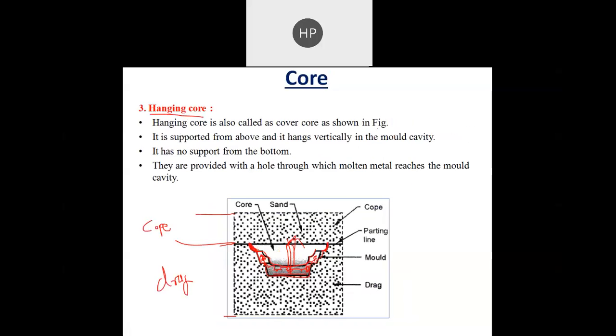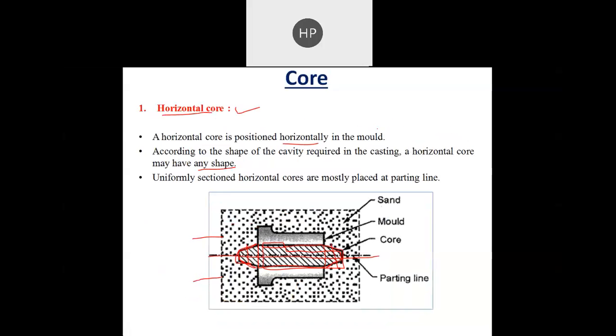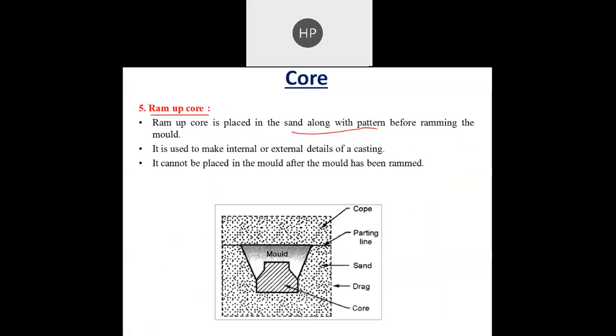In this case, what happens? First, we put the pattern, we fill the sand, then we take out the pattern, and then we put the core. So the core will be put in a hollow cavity, while here with the pattern, the core is directly put into the sand, and it is used to make internal or external details of the casting.